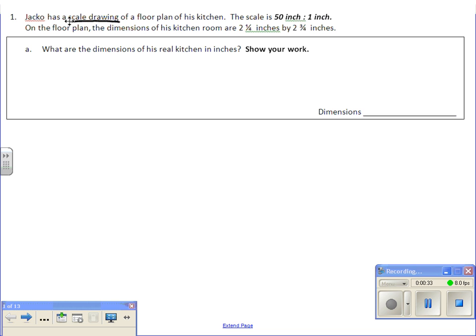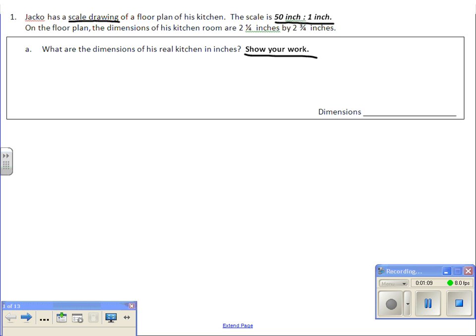And it also says that the scale is 50 inch to 1 inch. Well, what that means is for every inch in the drawing, there is going to be 50 inches in real life. Okay. So it also says on the floor plan, the dimensions of his kitchen are 2 1/4 inches by 2 3/4 inches. Okay. So it's asking us what are the dimensions of the real kitchen in inches and show your work. So yes, you have to show your work.